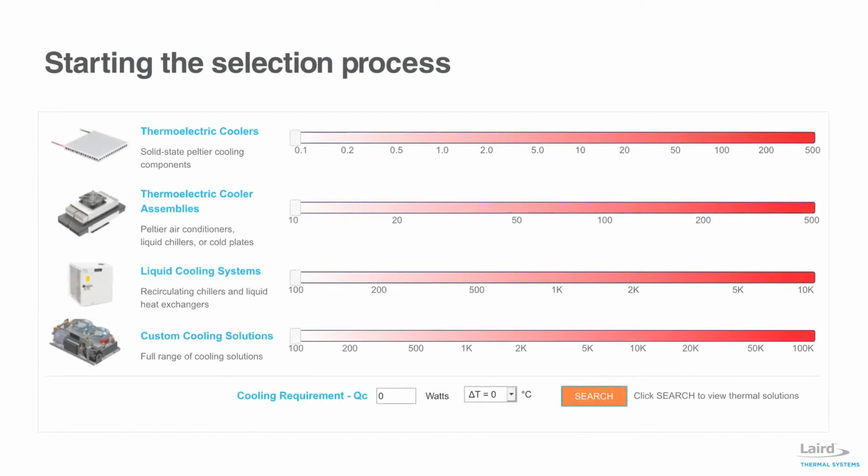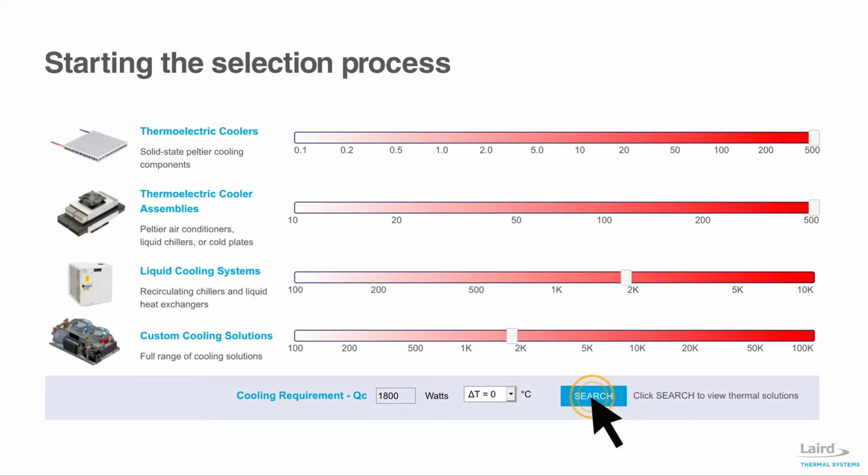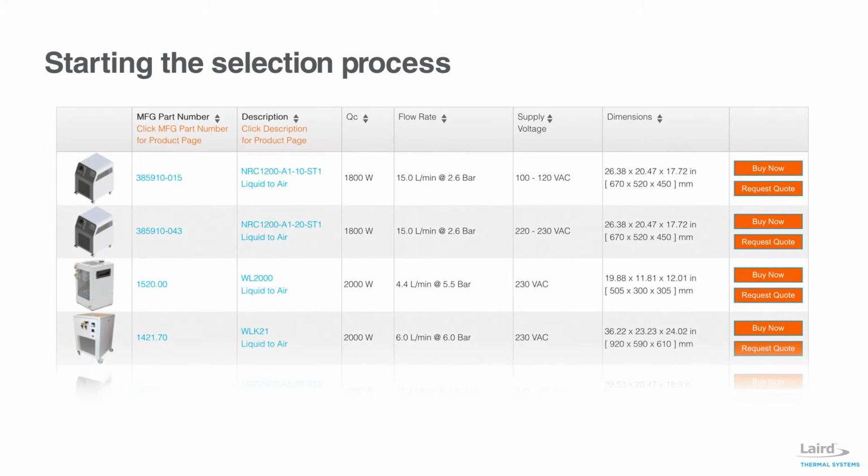If you know your heat load or desired cooling requirement, you can use the Thermal Wizard QC slider. In this example, we will work with a QC requirement of 1800 watts. With this QC requirement, we will produce a number of liquid cooling system options. From here, you can select the best option for your application.